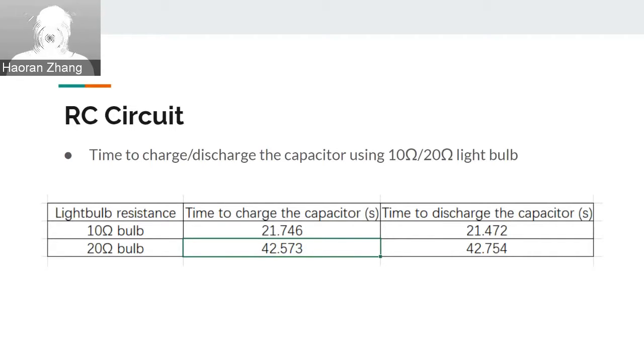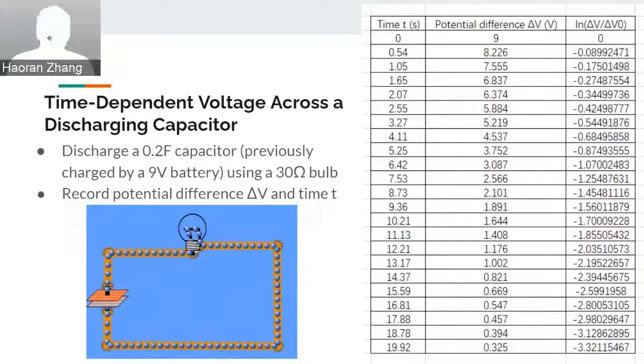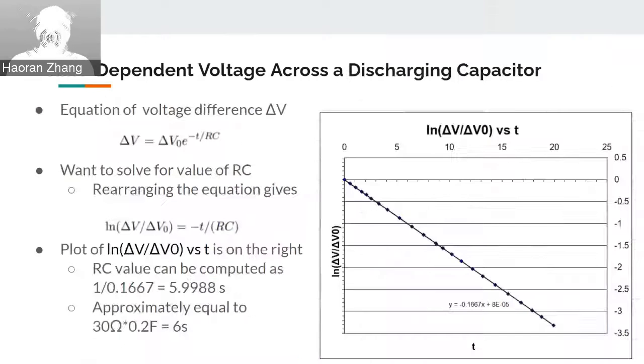Then we analyze the time dependency of the voltage difference around the capacitor by using a 30 ohm bulb to discharge a 0.2 farad capacitor, which was previously charged by a 9 volt battery. We record the voltage difference of the capacitor with a voltmeter, and on the right are the measurement results. We want to compute the RC value in the circuit, and by applying the loop rule and solving the differential equation, we're able to get the formula at the top.